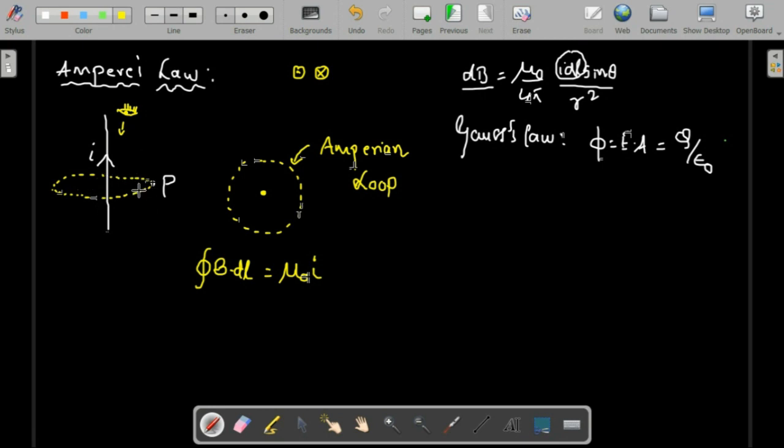If you look at the field here, and use the right hand thumb rule, in this particular case the current is going up. So on this side it is going to come out of the plane of the paper, and this side it is going to go into the plane of the paper. This is going to go into the plane of the paper, and this is my dl.